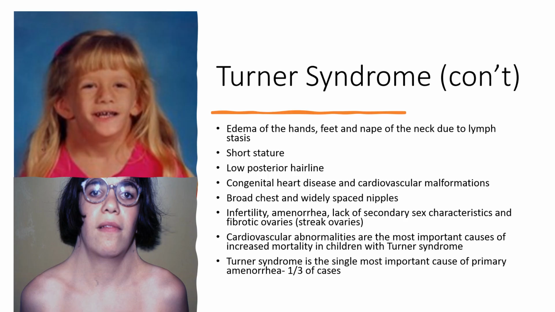So congenital heart defects, especially coarctation of the aorta, and bicuspid aortic valve are the leading causes of increased mortality in Turner syndrome. Ovaries are often described as streak ovaries, meaning they're replaced by fibrous tissue and lack functional follicles. Turner syndrome accounts for about 1/3 of all cases of primary amenorrhea. That's a pretty big number. One last reminder, individuals with Turner syndrome typically have normal intelligence, though there may be specific learning differences, especially with spatial processing.